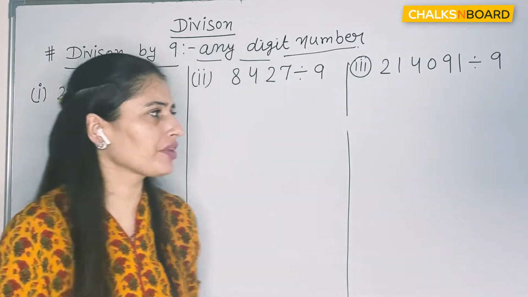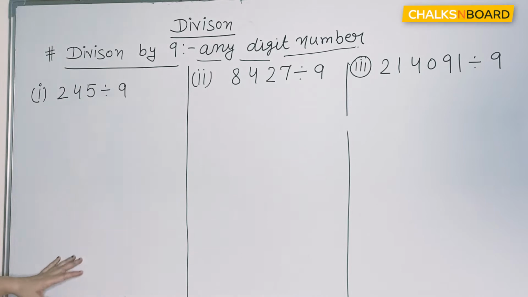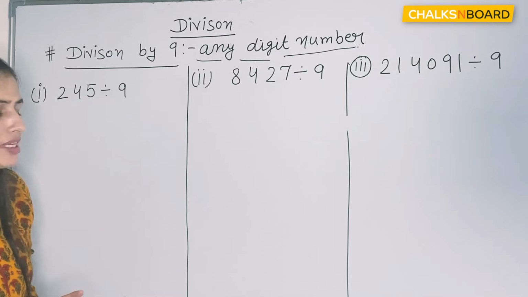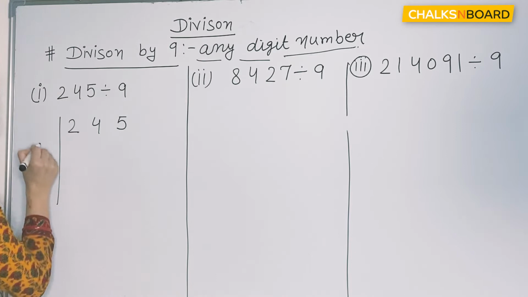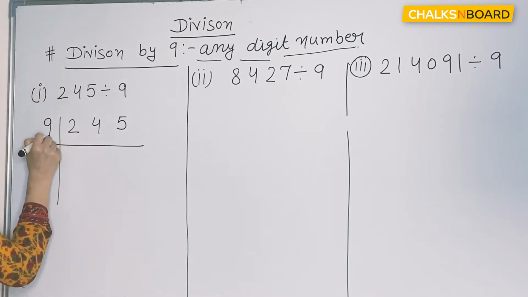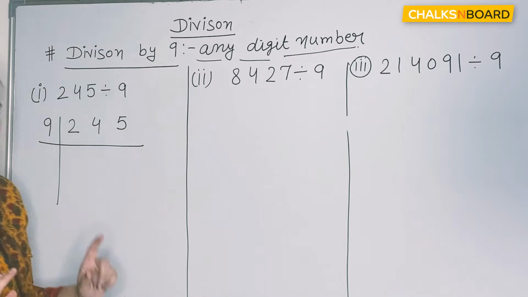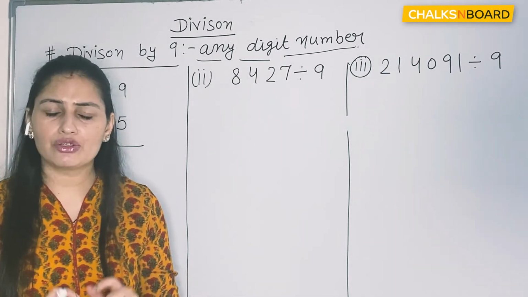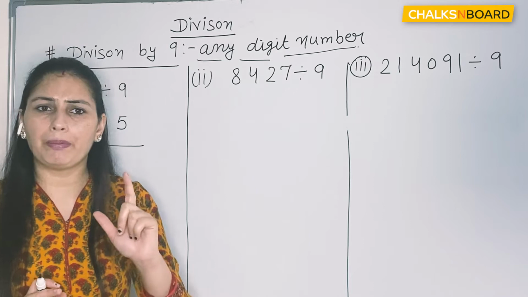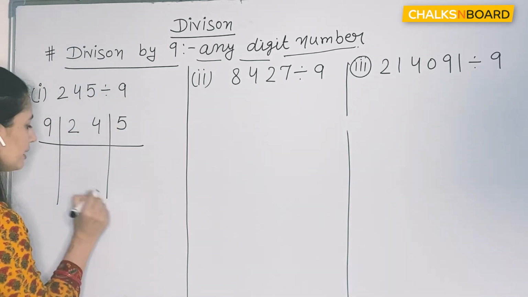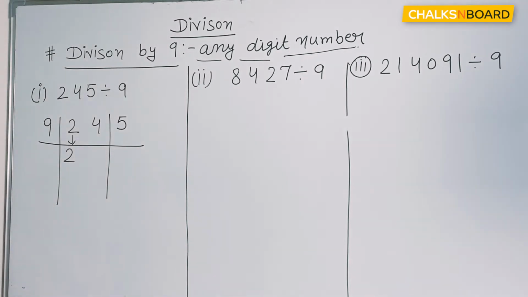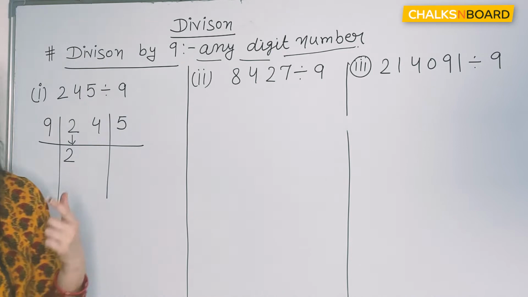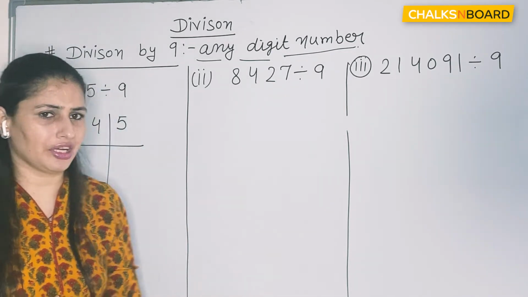So let's see. Here you can see we have three examples. 245 divided by 9. First step is write the number as it is. Then write the divisor here. And because we have divisor which is a single digit number, so split this number that is a dividend by 1. Like this. Now write the first number as it is, 2 as it is, and next step आपको diagonal numbers को add करते जाना है.